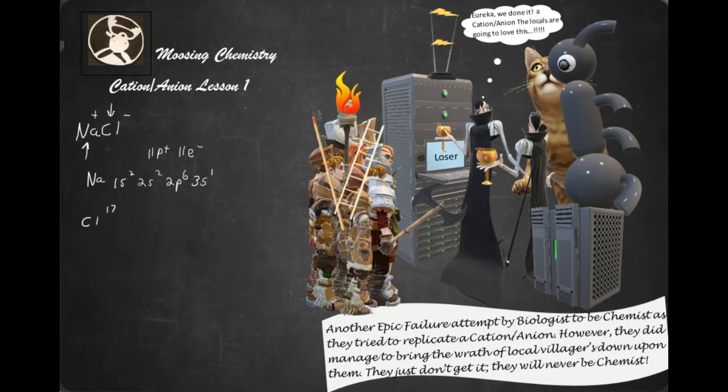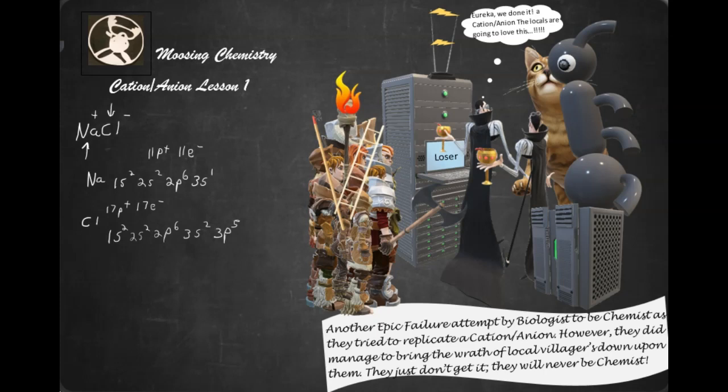Since chlorine is element 17, it has 17 protons. And then to be electrically neutral, it has to have 17 electrons. So let's go ahead and do that now. So 1s2, 2s2, 2p6, 3s2, 3p5. All right, so now you can see that there's 17 electrons there because 2 and 2 and 6 and 2 and 5 makes 17.